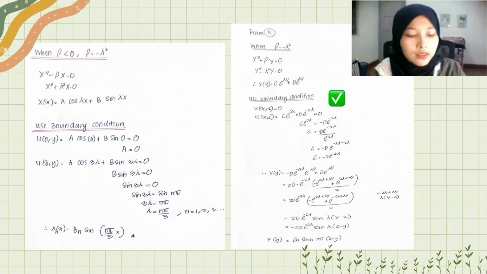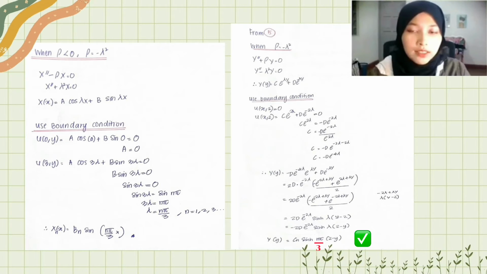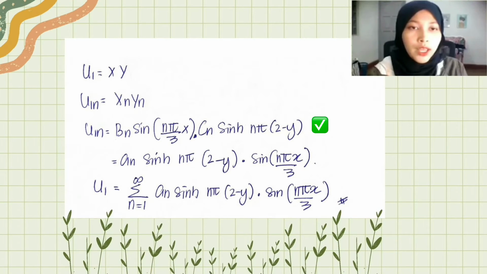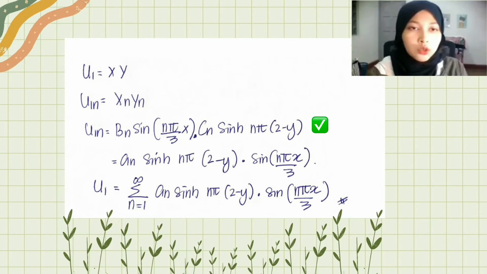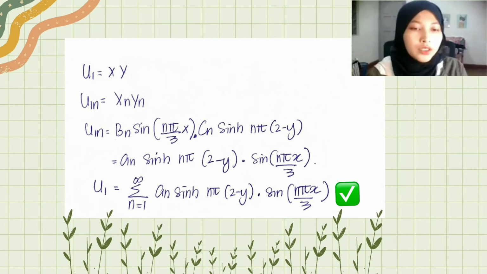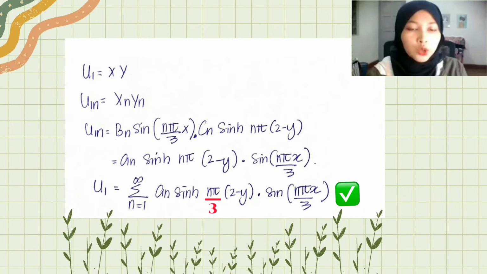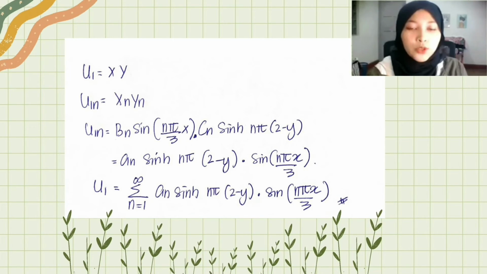And we will get c equal to negative d e^(negative 4 lambda). We simplify it for the y equation: y is equal to c_n sine(n pi (2 minus y)). After all the calculation, we substitute x_n and y_n into the u equation. And finally, the function is u1 equal to the summation from n equal to 1 to infinity of a_n sine(n pi (2 minus y)) sine(n pi x over 3).